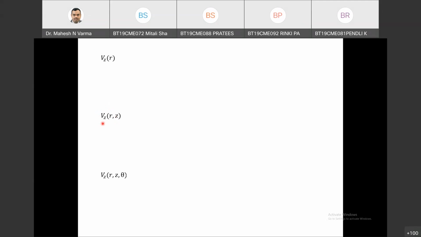Okay, Vz can be a function of r and z. So this is called as a two-dimensional case, then you will get a two-dimensional second order differential equation. Here you will get a one-dimensional.